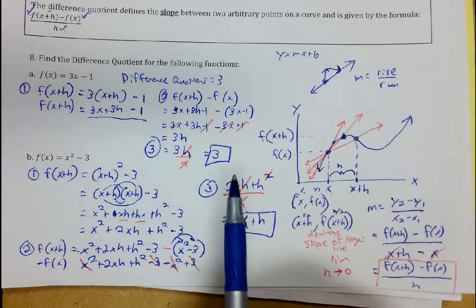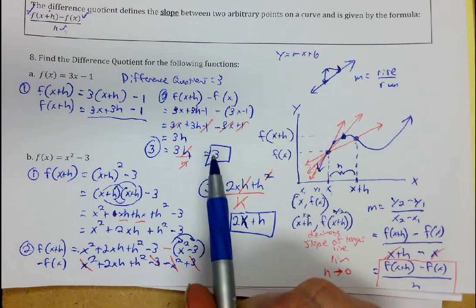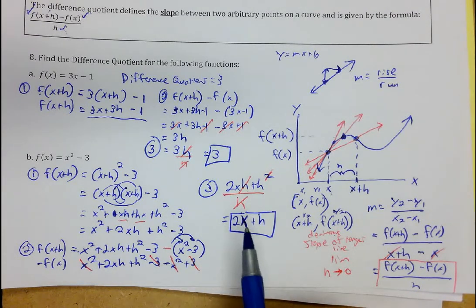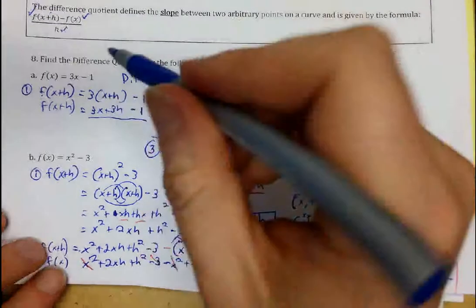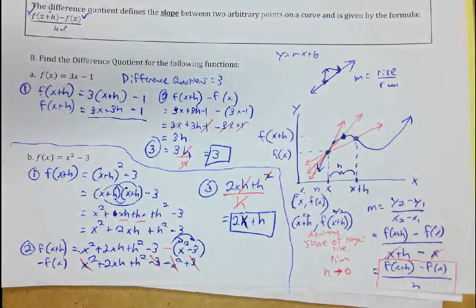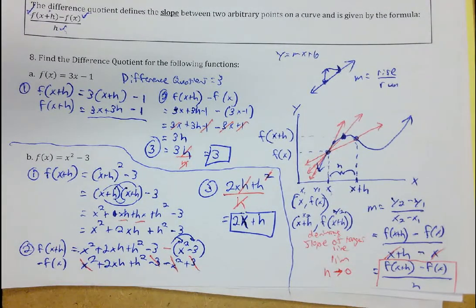So for a linear equation, the difference quotient is just the slope. For a more complicated function, like a quadratic, you're going to get a more complicated difference quotient. But there it is. There's your introduction to calculus for the day.